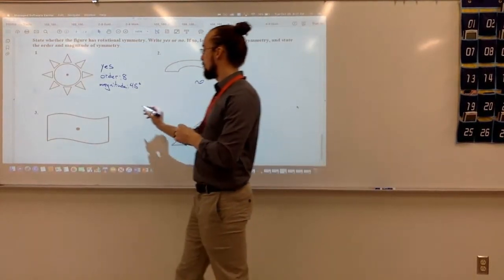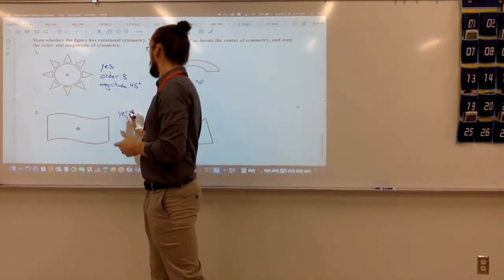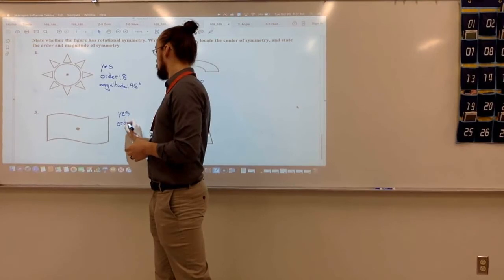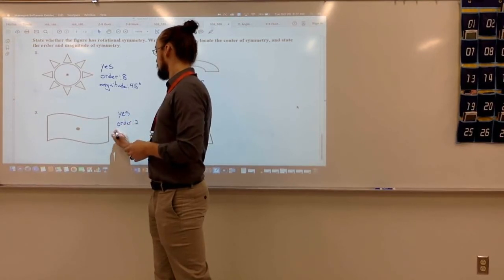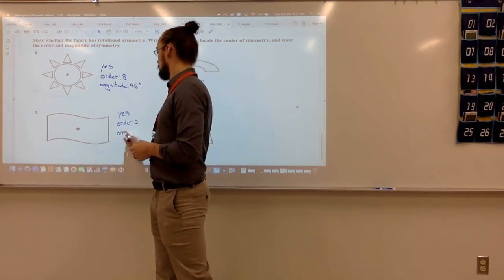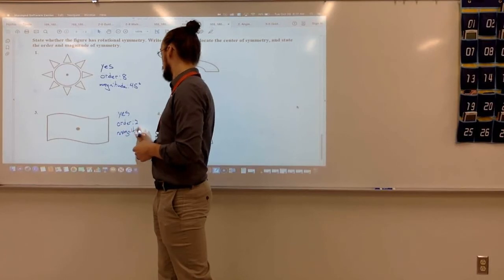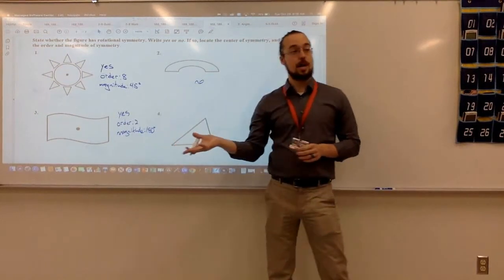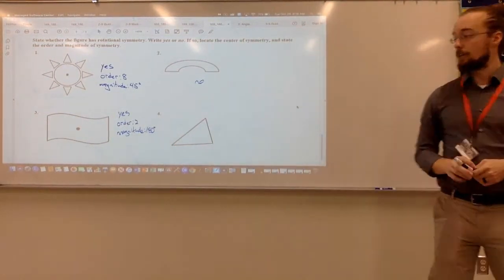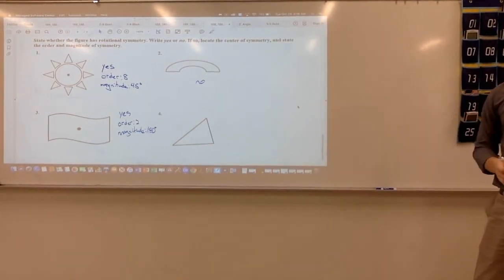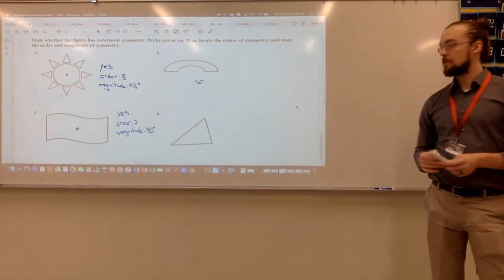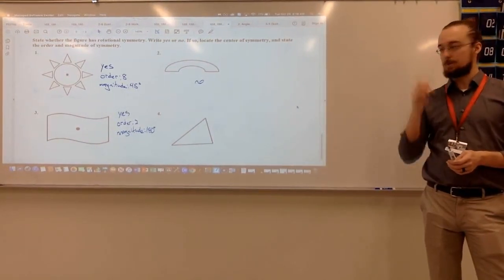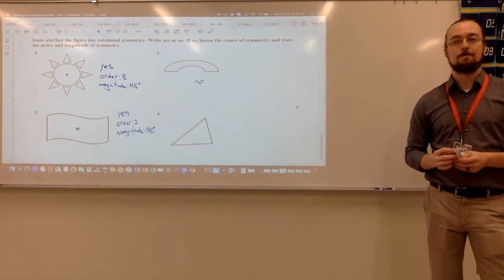This one does have rotational symmetry. So we would say the order is 2. And that means the magnitude would be 360 divided by 2, which would be 180. If I flip it upside down, it would look exactly the same if I rotate it 180 degrees. What about any line symmetry? Does that one have line symmetry? No. Ooh, I heard some yeses and some nos.